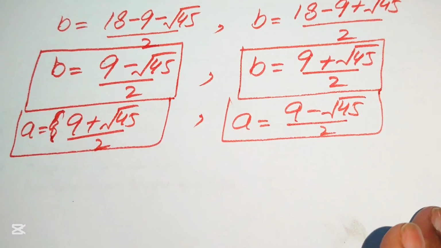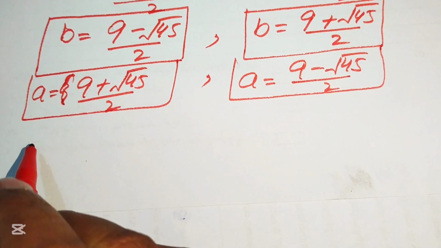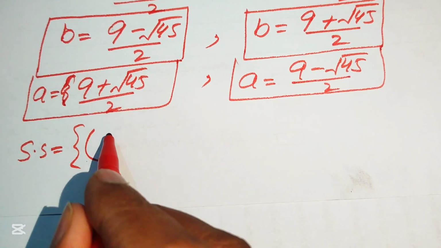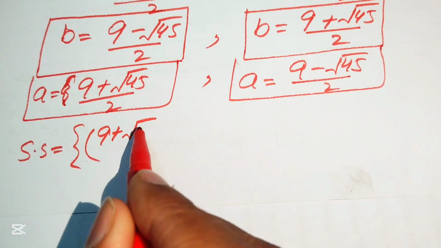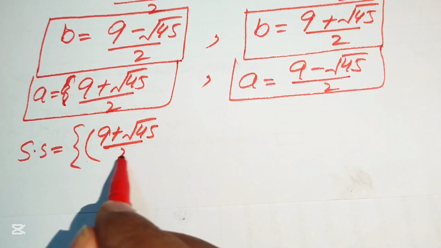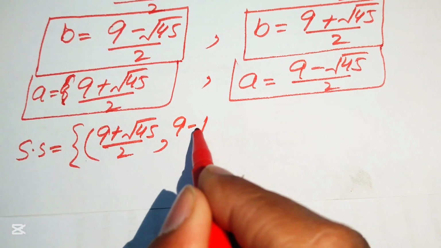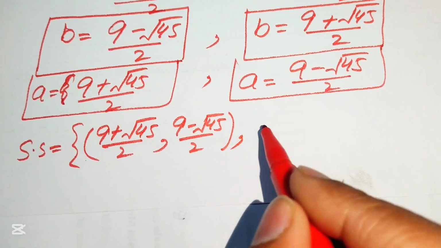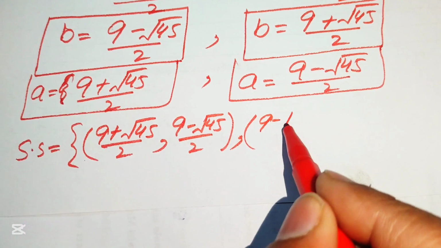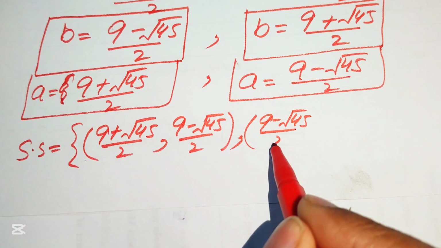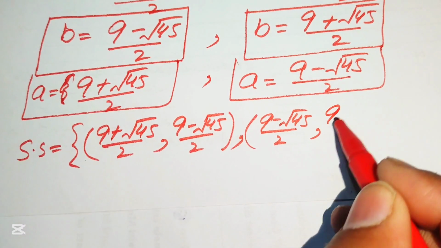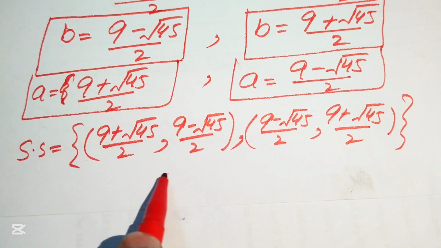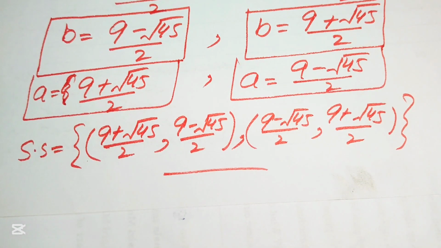Okay, so finally we have the two solutions of the given equation, and we write the solution set in this form. The first solution is 9 plus square root of 45 divided by 2, and 9 minus square root of 45 divided by 2. This is the first solution. And the second solution is 9 minus square root of 45 divided by 2, and 9 plus square root of 45 divided by 2. So these are the two solutions of the given equation, and this is the final answer.